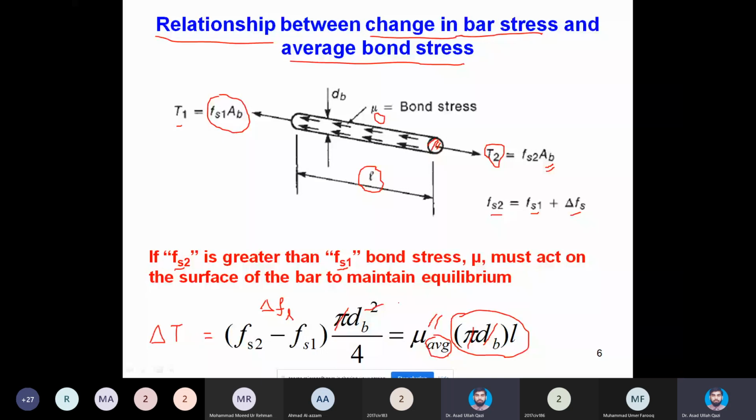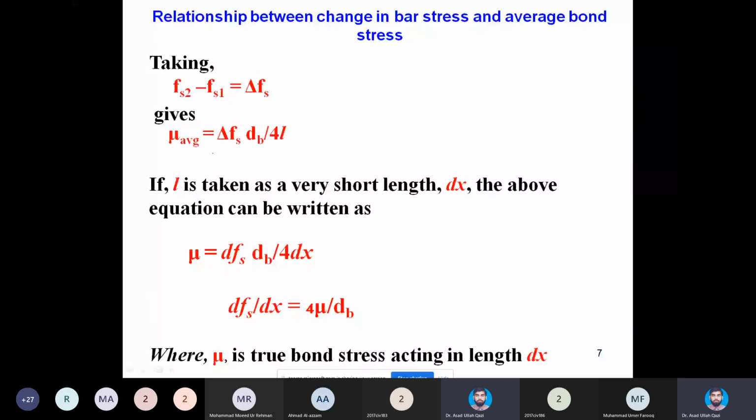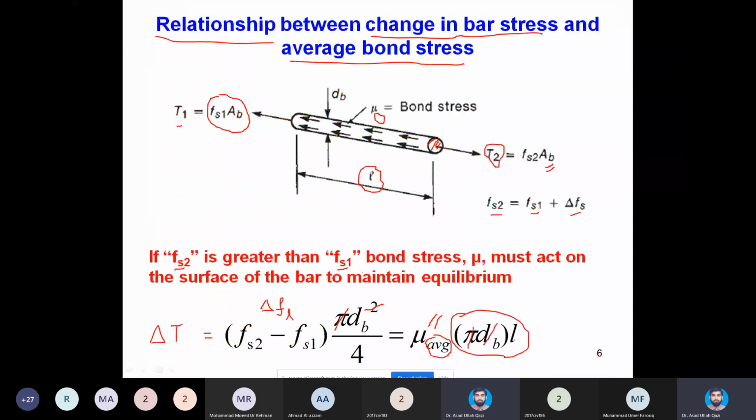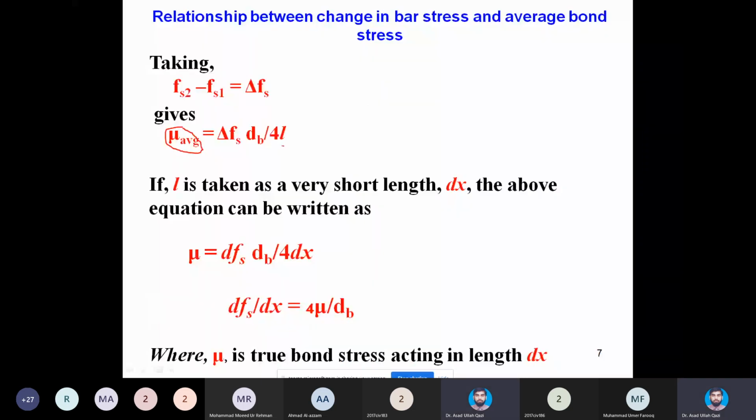So this is shown over here, that mu average is brought to the left-hand side, and delta Fs into dB, because this dB is present along with delta Fs, over 4, and length L I also brought as the denominator. So this gives me a very useful equation for mu average. It is equal to change in bar stress, and this change in bar stress is present between two sections which are spaced at length L.